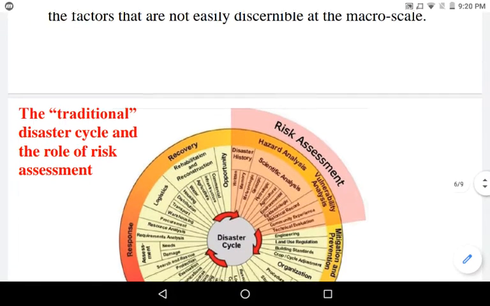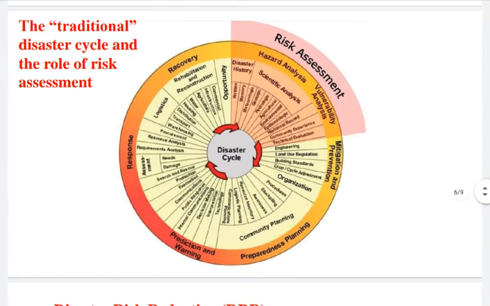So again you can see the disaster cycle a little more divided into parts. First is the risk assessment, the cycle starts from risk assessment. Then you can see the steps in the disaster risk assessment: hazard analysis and vulnerability analysis. Then comes the mitigation and prevention. Third is the preparedness planning. Fourth is the protection and warning. Fifth is the response, and sixth is the recovery.